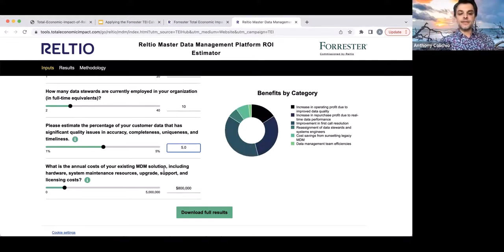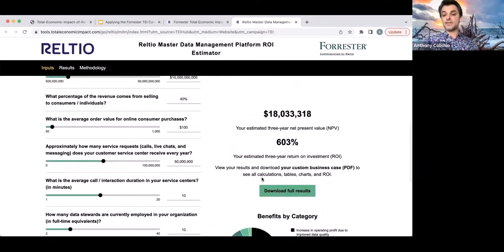And then, what's the annual savings for an existing MDM solution? Again, more for prospective Reltio customers. But sometimes our customers eliminate other technologies within their stack with Reltio. If you know the value of that, go ahead and stick that in there. And then it spits out the results as we go.